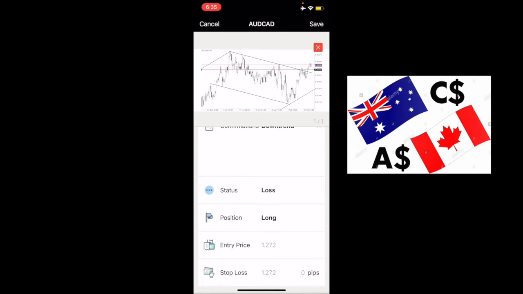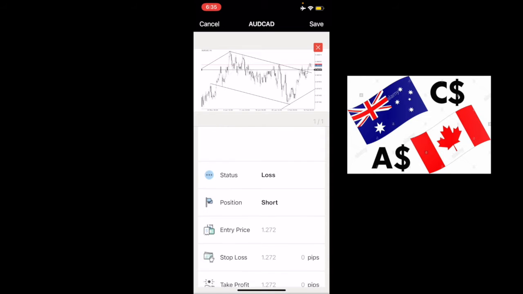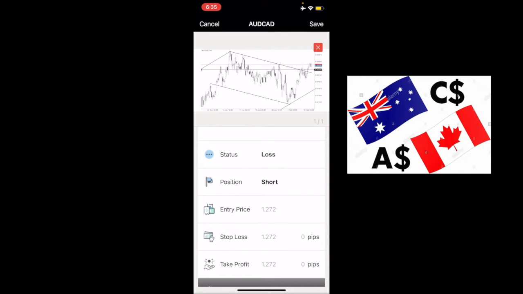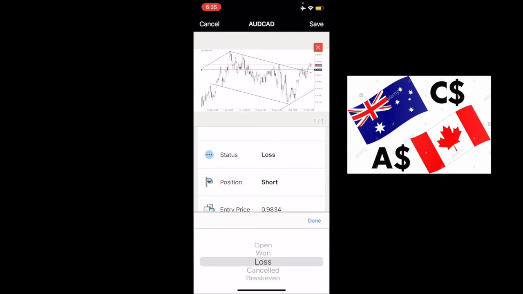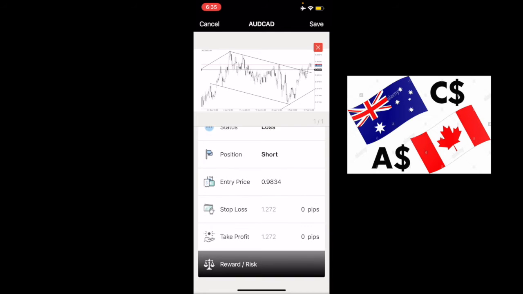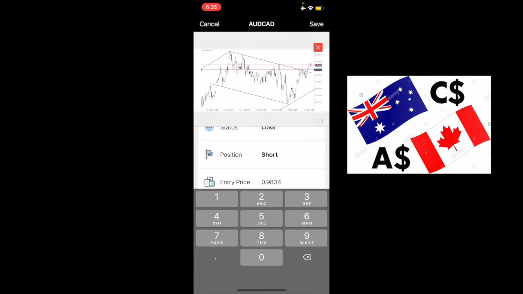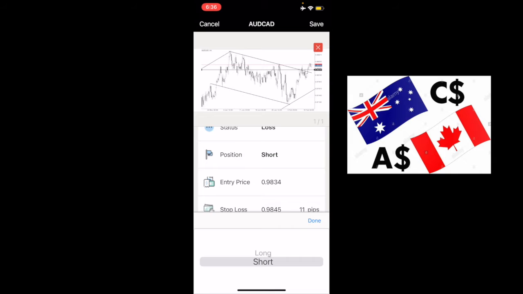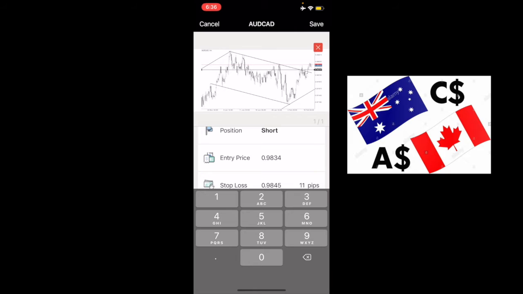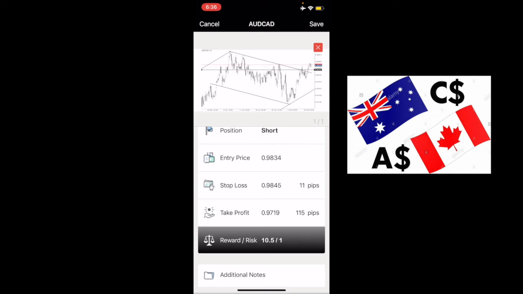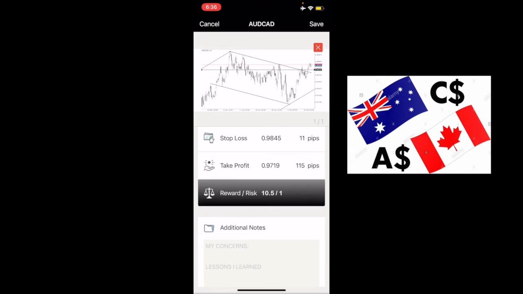You put it there. Position, you change to short. Then entry level, you can just enter that, 0.9834. Then my stop loss, I've been using tighter stop losses of late. I don't know why. 0.9845. Short. Take profit was at 0.9719. Yeah, that was my initial take profit.